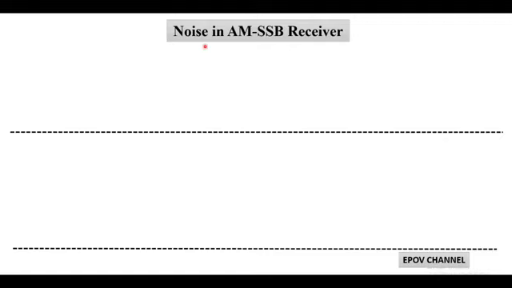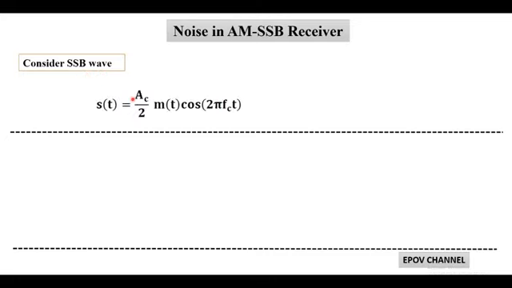Welcome once again. In this session, we are going to discuss noise performance in SSB receiver. So first we consider SSB wave, which includes only lower single sideband, and it is s(t) = (Ac/2) m(t) cos 2πfct + (Ac/2) m^(t) sin 2πfct.